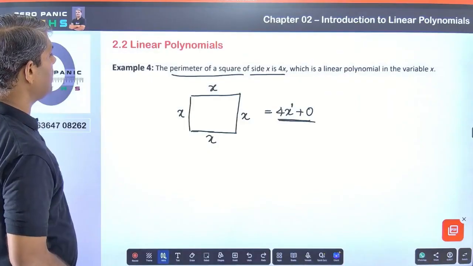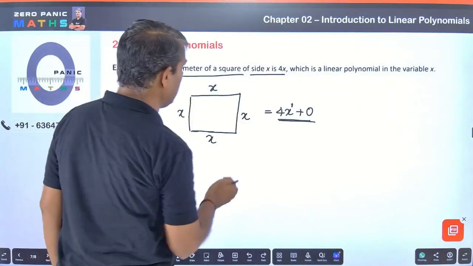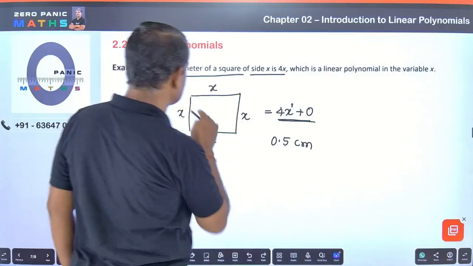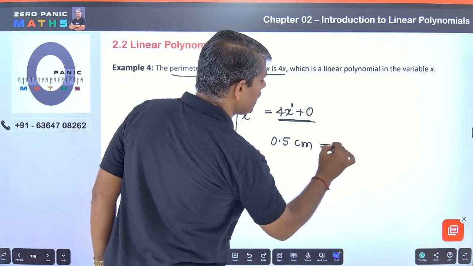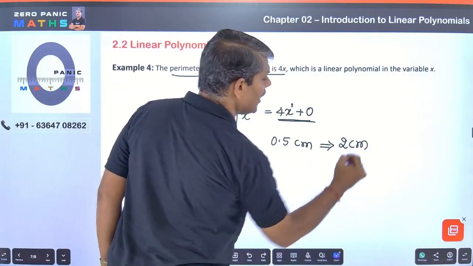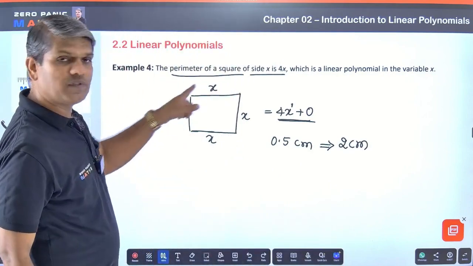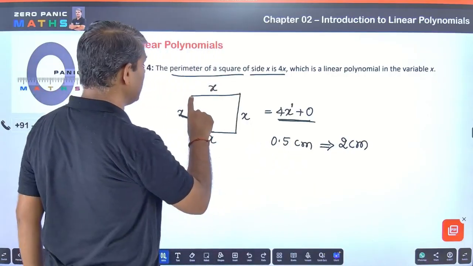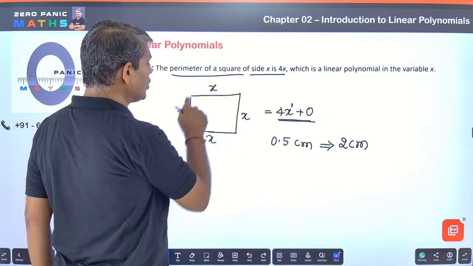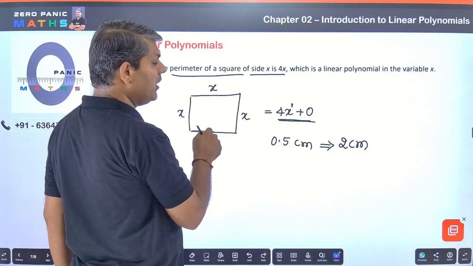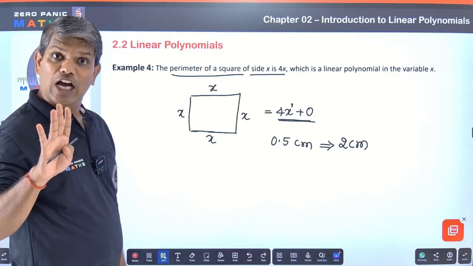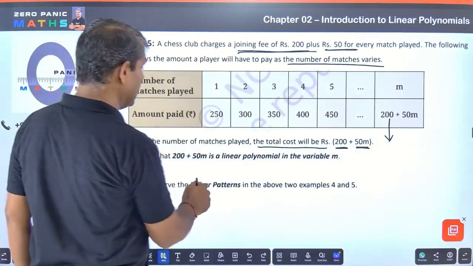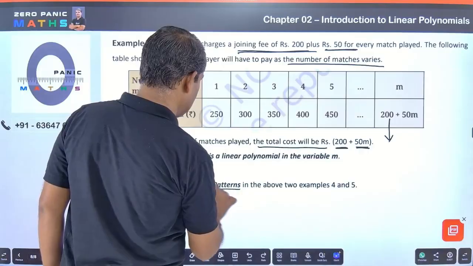Similarly, for the previous example also, you can see that for every 0.5 centimeter increase in the side, you get a constant 2 centimeter increase in the perimeter. See, 0.5 means half centimeter. If I increase the length of the side by that, the perimeter increases by 2 centimeters, and that is constant. So you can observe a pattern, and that is called a linear pattern.